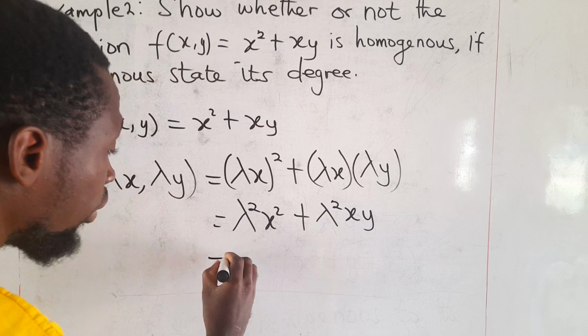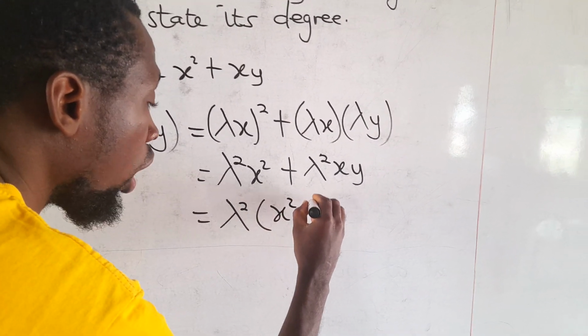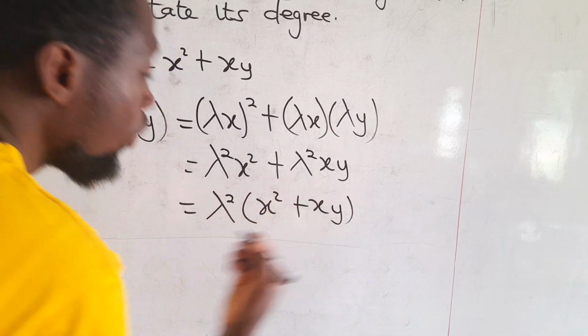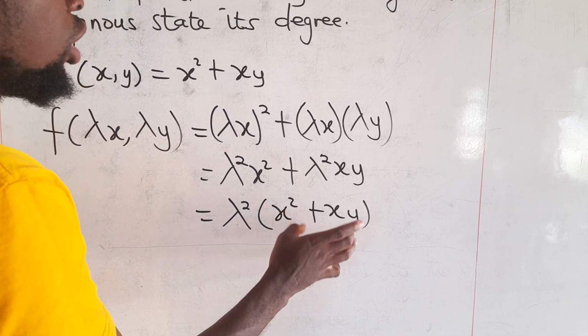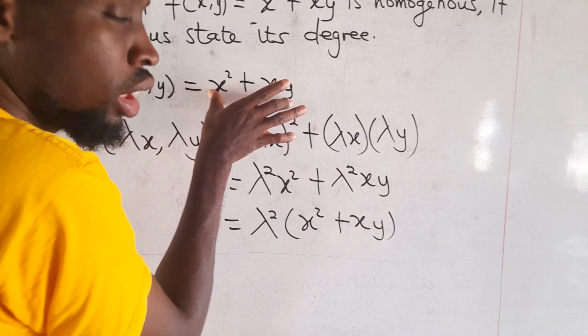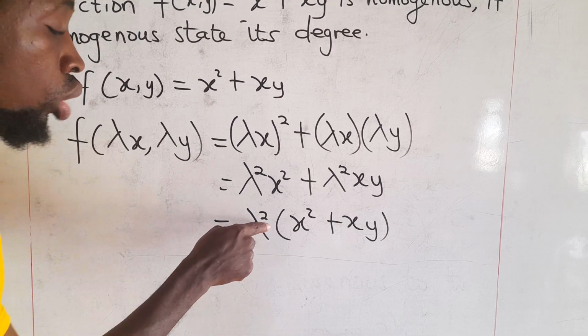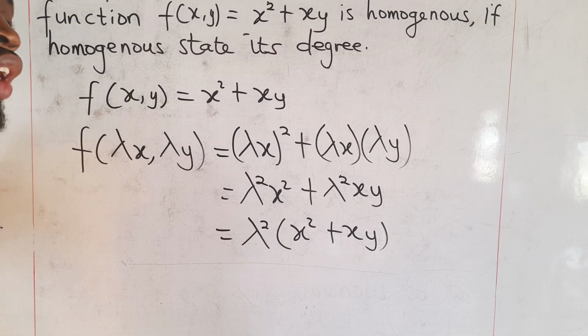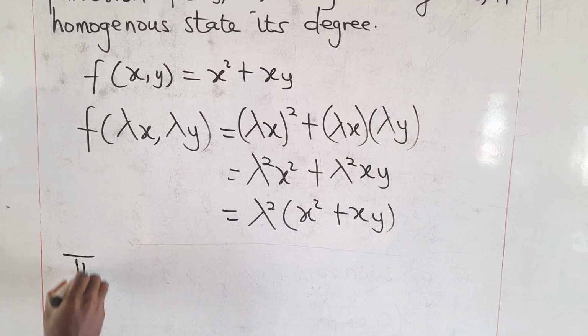What's common now? Lambda squared is common, so we'll bring the lambda squared out. Then I have x squared plus xy. After I factor out the common parameter lambda, did you get a function back? The answer is yes. If so, then we can say the function is homogeneous. With which degree? That's the degree of lambda.